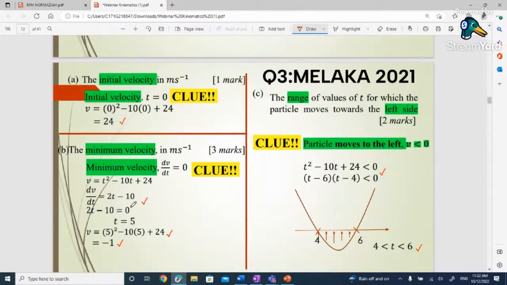Kenapa susah-susah nak cari ni? Because we want to find the value of t. What to do with the t? Kita nak cari minimum velocity. Jadi, this t equals to 5. Kita substitute into function of velocity. So, I will get negative 1. Okay. I will get negative 1.